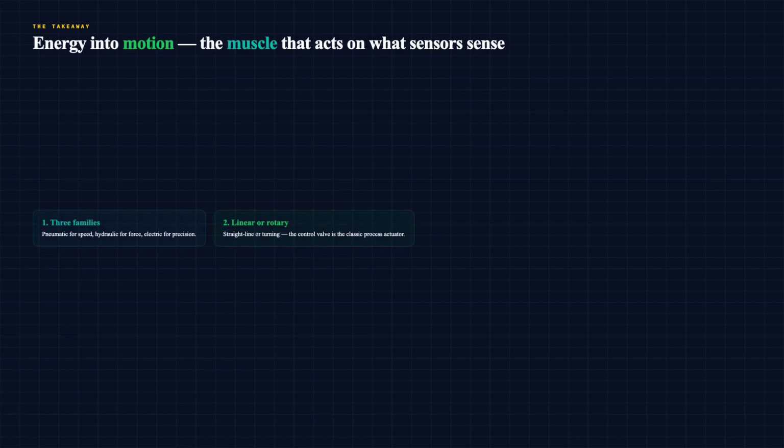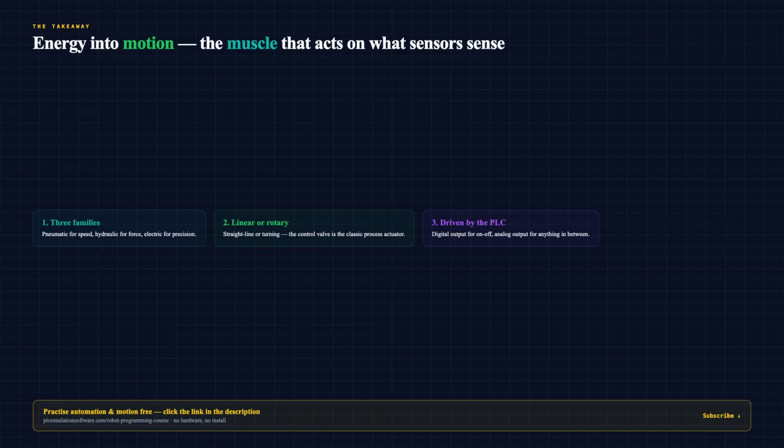So here's what to walk away with. An actuator converts energy into motion. It is the muscle that acts on what the sensors sense. There are three families: pneumatic for speed, hydraulic for force, electric for precision. Motion is either linear or rotary, and the control valve is the classic process actuator. And a PLC drives them with digital outputs for on-off and analog outputs for anything in between. Get that, and every moving thing on the plant stops being a mystery.